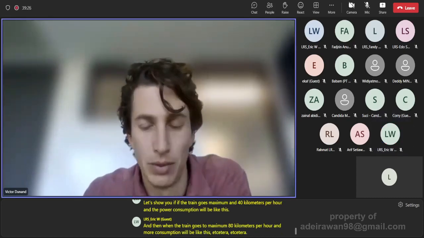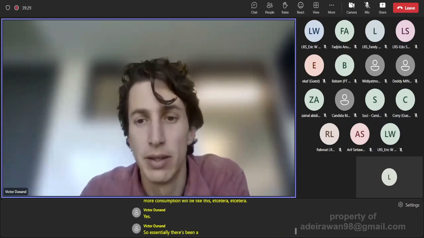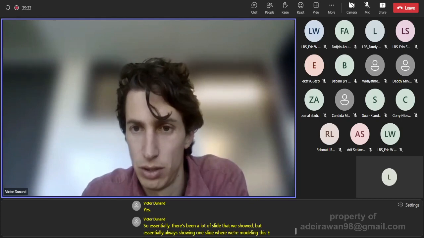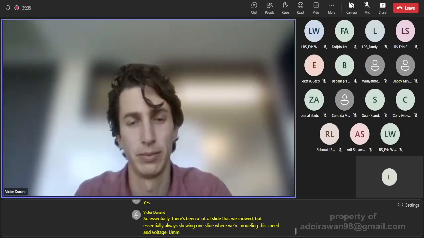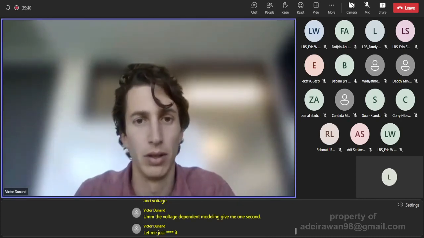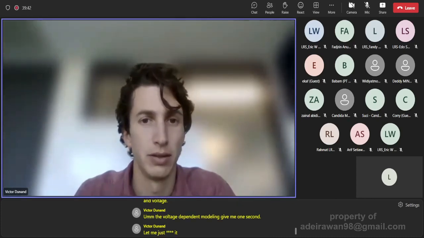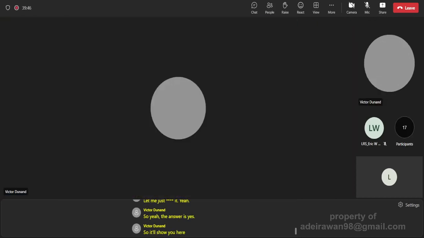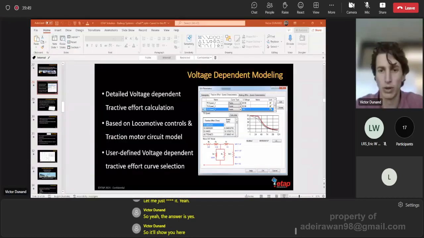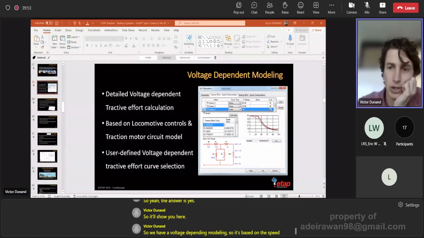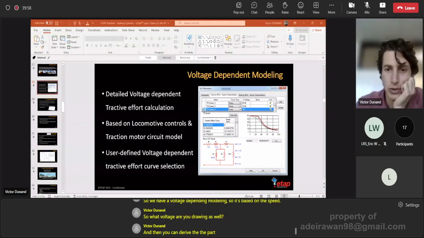Yes, so there were a lot of slides that we showed, but I was showing one slide where we're modeling the speed and voltage, the voltage dependent modeling. Give me 1 second, let me just share again. So yeah, the answer is yes. Let me show you here. So we have a voltage dependent modeling. It's based on the speed, and what voltage you are drawing as well. And then you can derive the power for the different speeds.